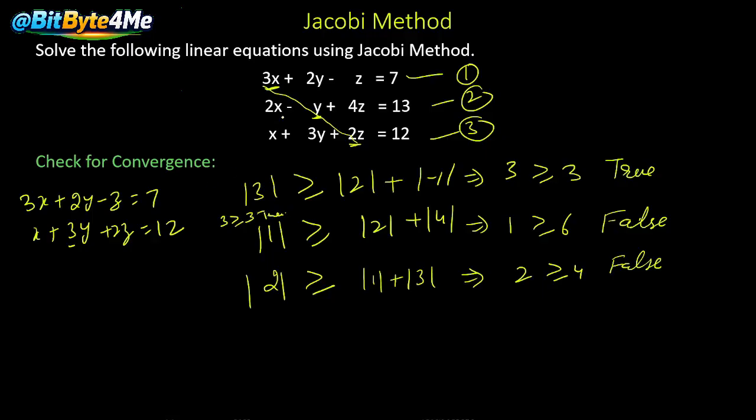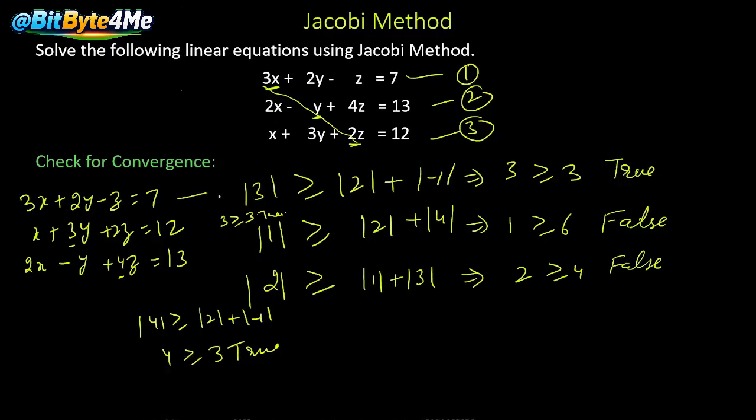In the third equation we will write 2x minus y plus 4z is equal to 13. Now to check this, |4| is greater than or equal to |2| plus |-1|, which is 4 is greater than or equal to 3. So true. Now these three equations are good for convergence.